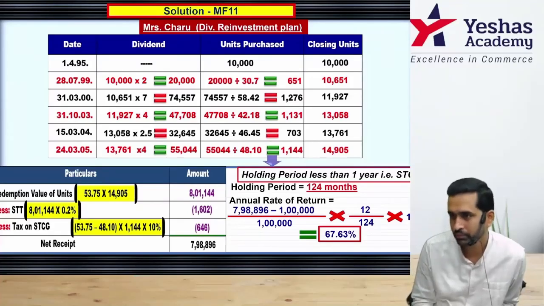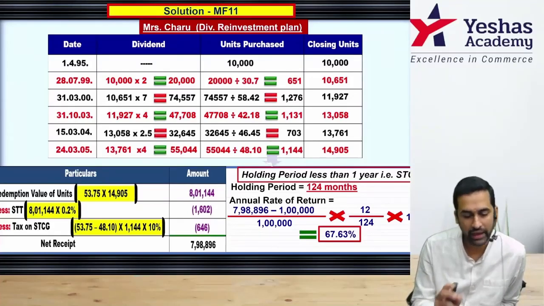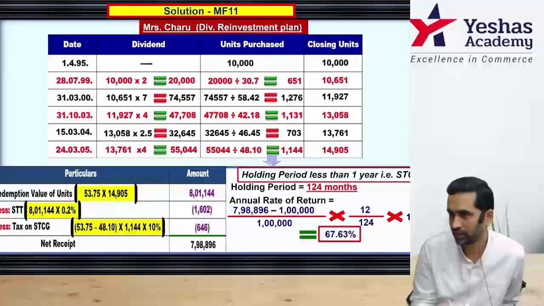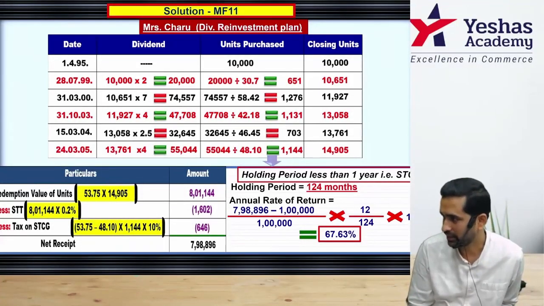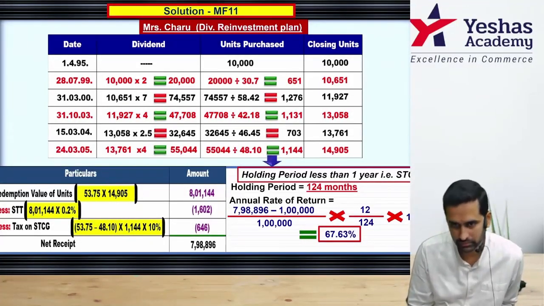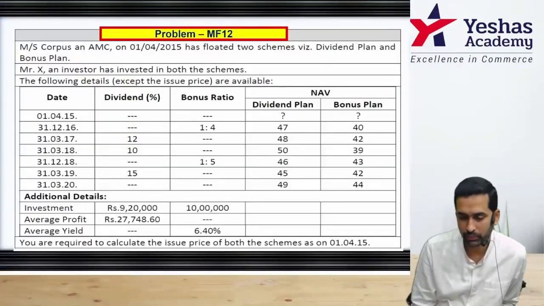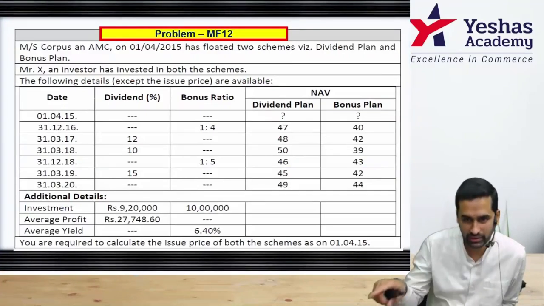There are two views. I have gone by taking the prevailing NAV. If you take it as 0, then accordingly your taxability will be slightly higher. Clear? And please read about this ULIP taxation. It's a recent change made for your examination.